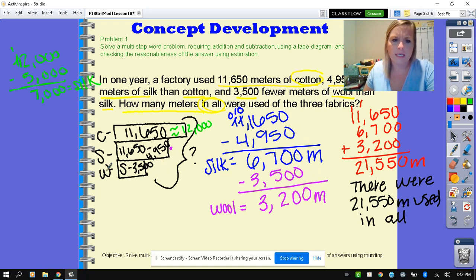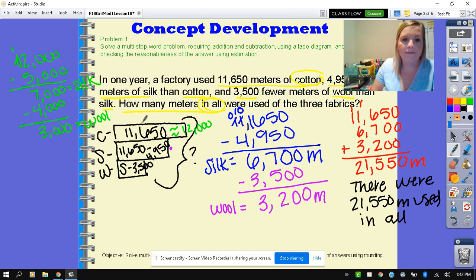The next thing we would have taken away was about 4,000 because 3,500 would round up. So that gives us 3,000, which was equal to our wool. So far that still makes sense. 3,000 and our wool answer was 3,200. I'm going to change this to black just so you guys can see a little bit easier.